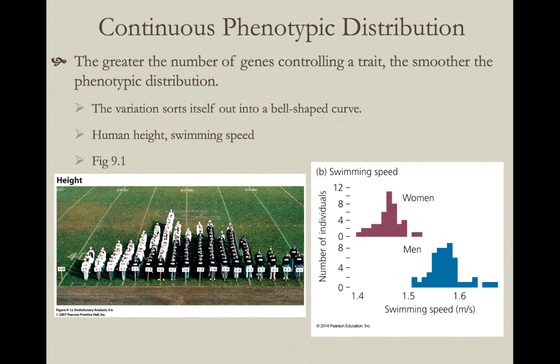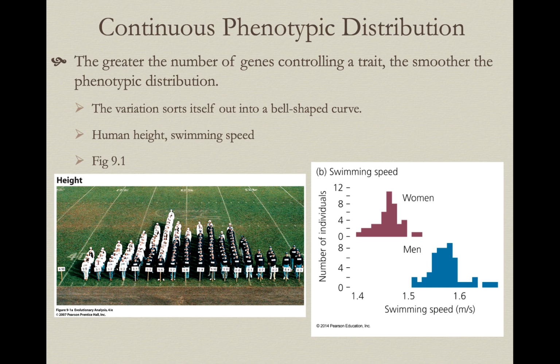So the point is, the greater the number of gene loci that are involved in the expression of a trait, the smoother that phenotypic distribution is going to be. So it sorts itself out into a bell-shaped curve. Here are a couple of examples of this. So human height is a classic example of a polygenic trait.